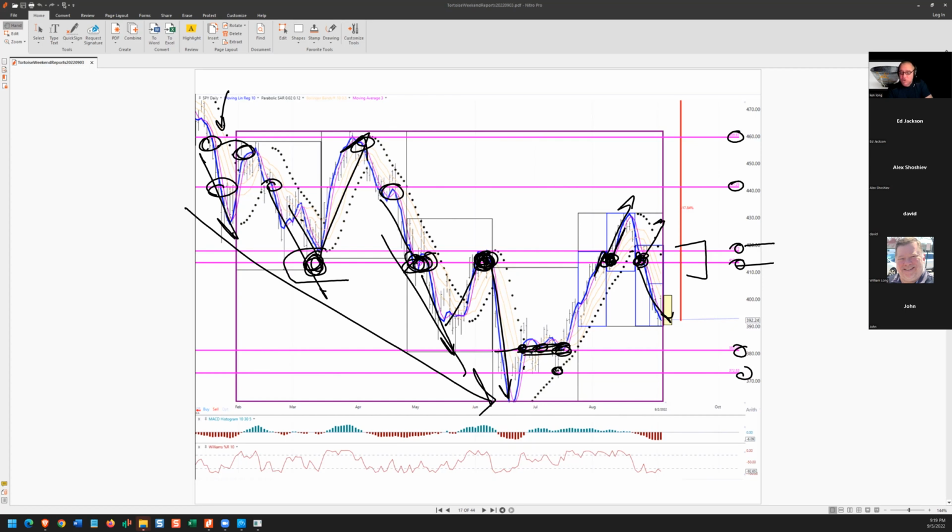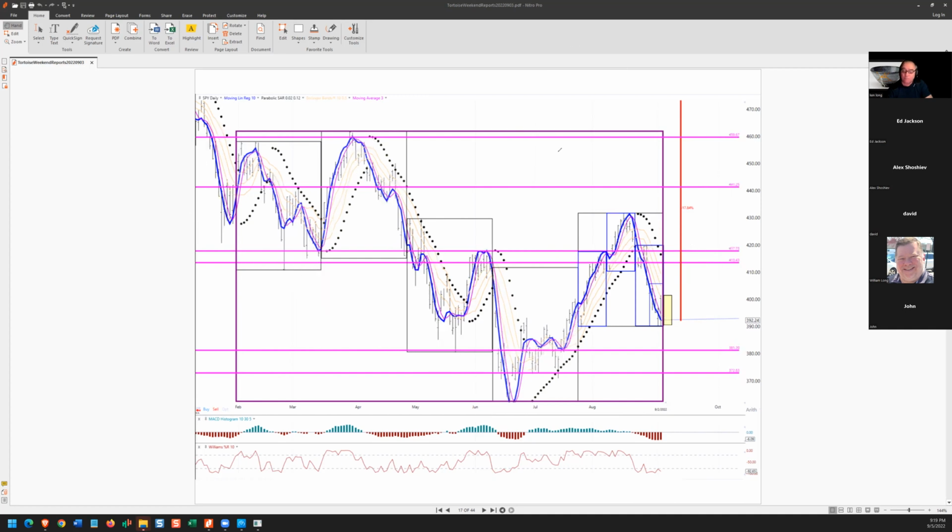And when each of these resistance levels broke, you started getting large moves to the upside. So when we talk about location and volatility, we're also talking about support and resistance.